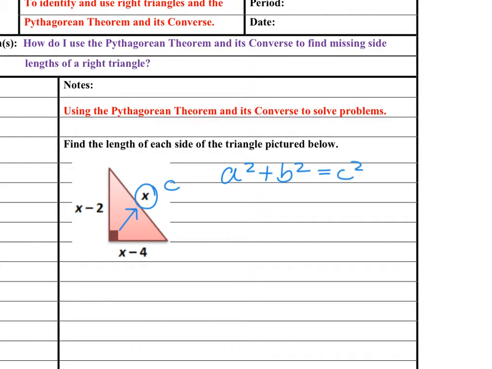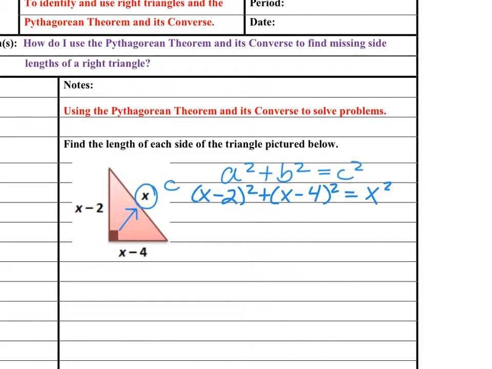We know that the two legs are x minus 2 and x minus 4. So I'm going to put those in parentheses because they're quantities. And c is x, so x squared.